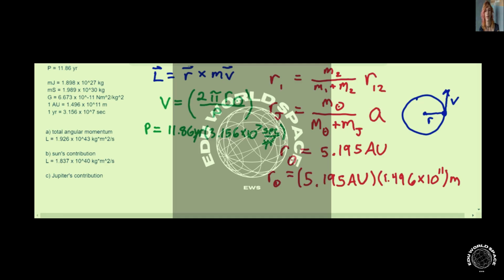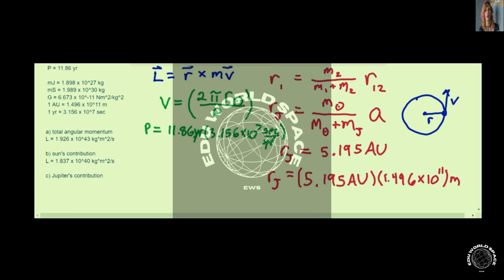of 5.195 AUs. That makes a heck of a lot of sense that the Jupiter orbital radius is much larger than the solar orbital radius. Jupiter's the one spinning around a lot on its orbit, whereas the sun barely moves.